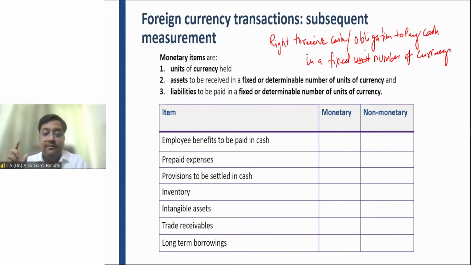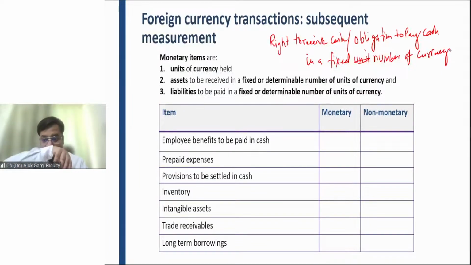Are you getting me? When it was an inventory, it was a non-monetary item. When it becomes a debtor, it becomes a monetary item. Why? Because when it is a debtor, when it is a trade receivable, you have a right to receive cash in a fixed number of unit of currency, or you have an obligation to pay cash in a fixed number of unit of currency. For example, you have purchased raw material.